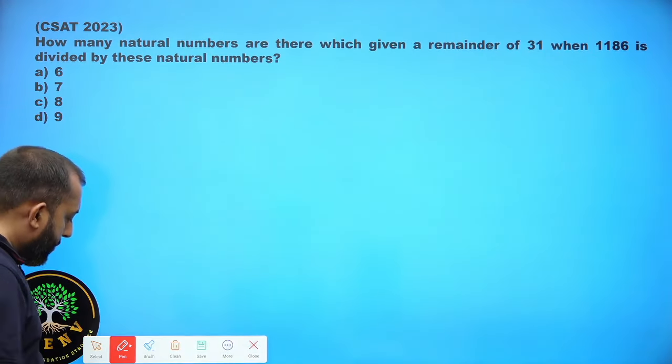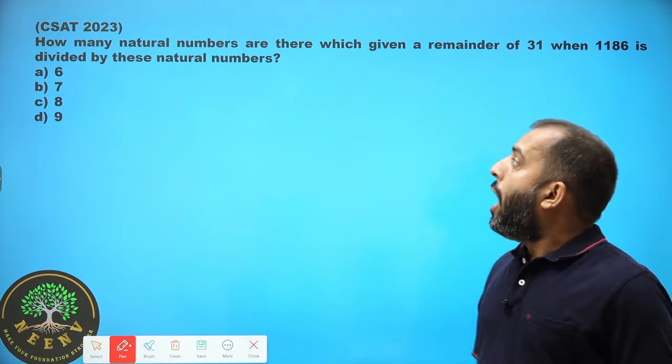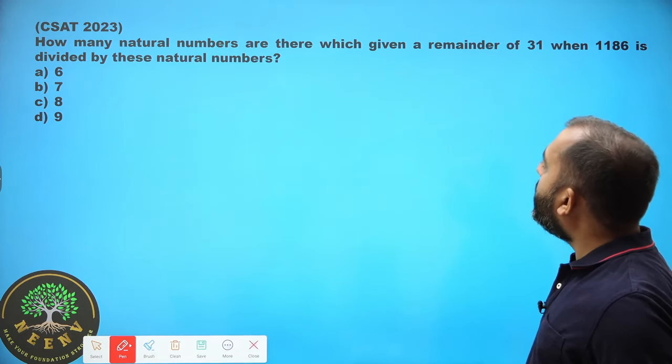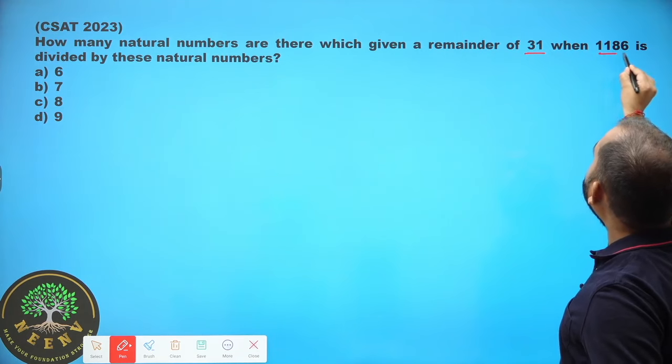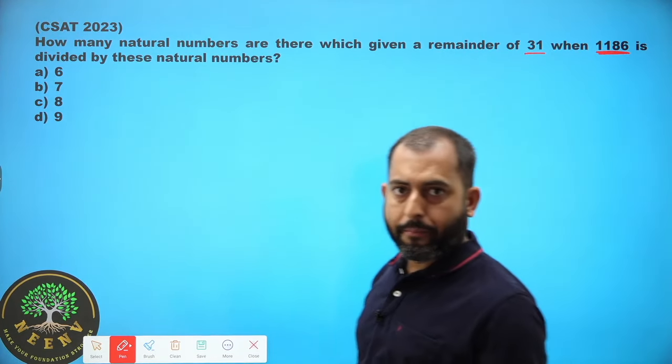Next question. It says, how many natural numbers are there which give a remainder of 31 when 1886 is divided by these natural numbers?